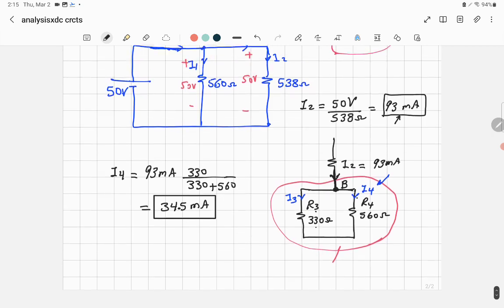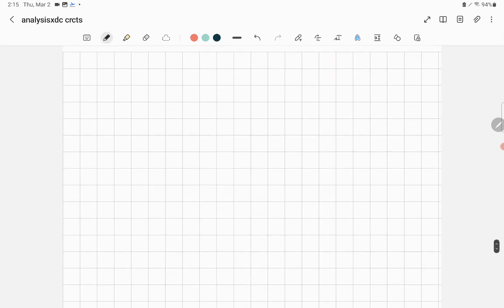So that was another good example. Let's take more examples here.